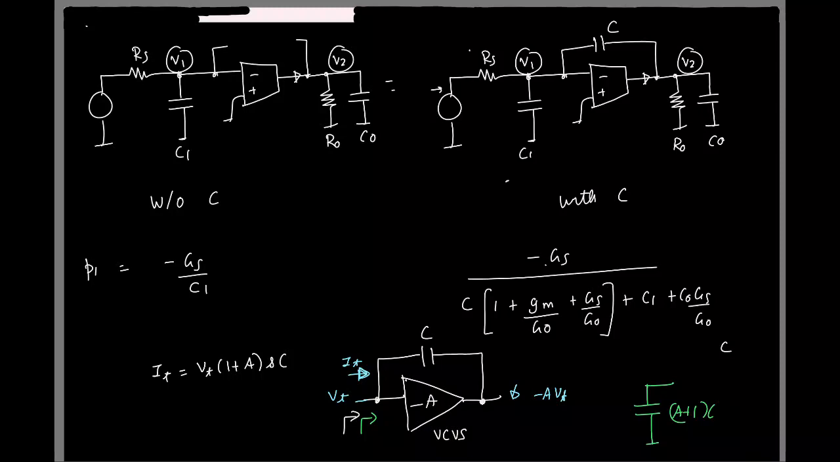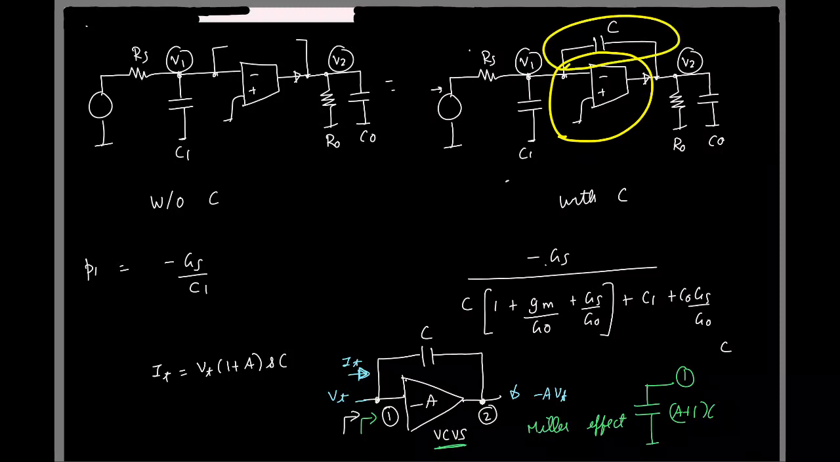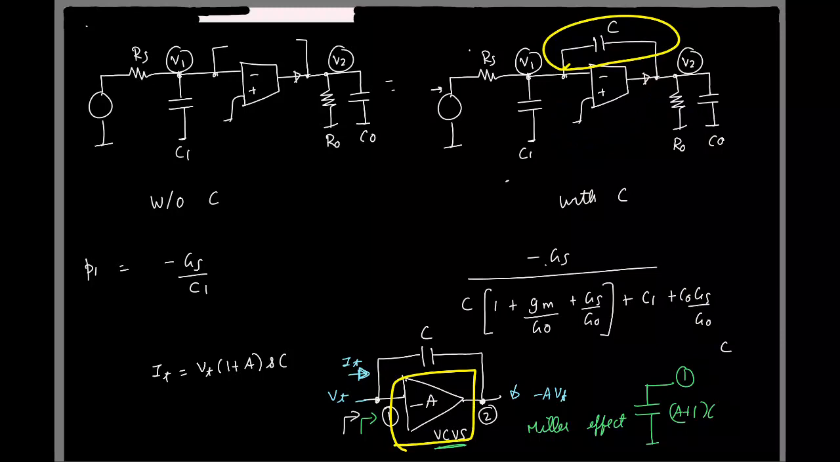If I call this node 1 and node 2, at node 1 I seem to have a capacitor which is A plus 1 times the actual capacitor you had. And this is called the Miller effect, wherein if you put any impedance in feedback across a voltage amplifier, you will have this impedance transformation happening. In our case, we have a slightly similar case. We have a voltage controlled current source around which we have this capacitor in feedback. It is not exactly the same, because in the Miller effect this needs to be a voltage controlled voltage source, but here we have a voltage controlled current source.